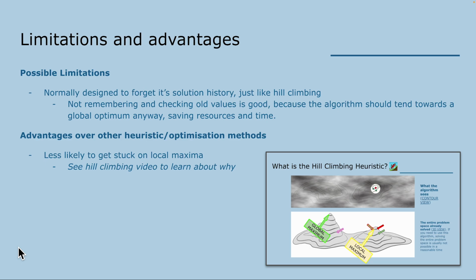So some limitations and advantages about the simulated annealing method is that normally it's designed to forget its solution history. So that's similar to the hill climbing method. But not remembering the solution history is normally good, because the algorithm is designed to work without needing to backtrack on its old history. Because we're not storing each part that it's checked and going back and checking those values, we're saving a lot of computation time, and the algorithm's designed to work around that anyway, so it will tend towards a good solution without needing to backtrack. And an advantage over other heuristic optimization methods is that it's less likely to get stuck at local maxima. So we can use that fact to get more of a global optimum rather than just chasing the local maximum each time.